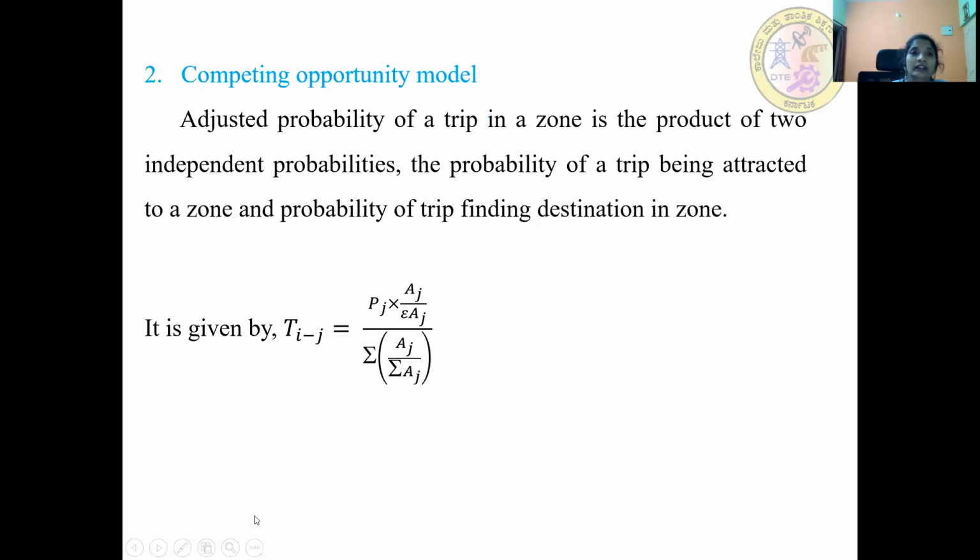In this model, the adjusted probability of a trip to a zone is the product of two independent probabilities: the probability of a trip being attracted to the zone and the probability of a trip finding a destination in the zone. It is given by Tij = Pi Aj / sum of Aj, divided by the sum of Aj / sum of Aj. Okay, so these are some of the opportunity models.